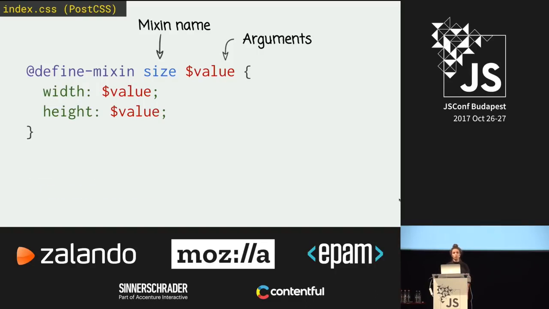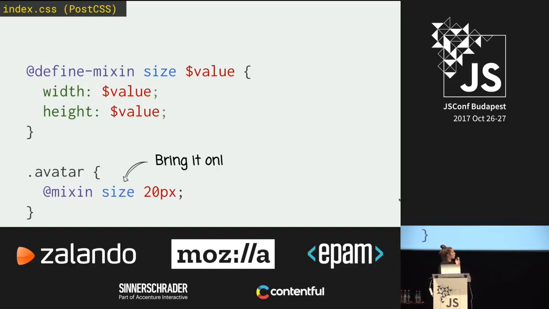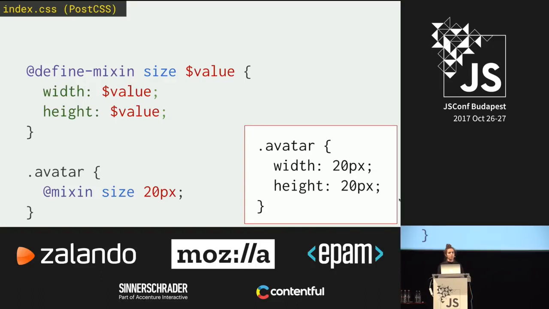That's it. To use a mixin, you'll need to write @mixin, the name of the mixin, size, and give it a value, 20 pixels. After that, PostCSS mixins will do all the magic, and you will end up with a width and a height of 20 pixels. That's it. This is all you need to know about CSS to follow the rest of my talk.